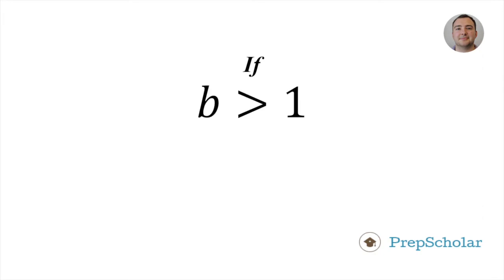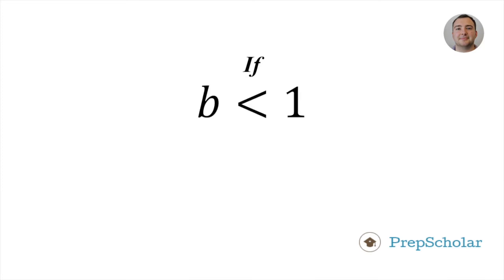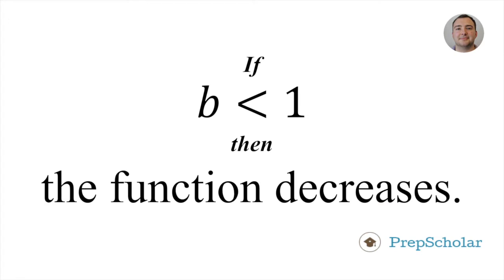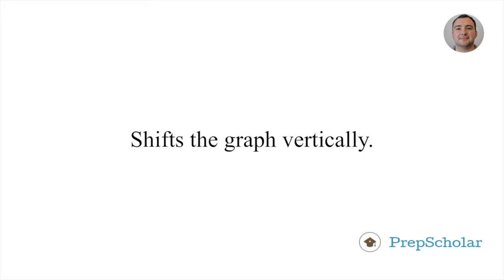The direction of this increase depends on the value of b. If b is greater than 1, then the function increases as we move to the right. However, if b is less than 1, the function will instead decrease as we move to the right. Finally, c represents the vertical shift of a function. As you might have guessed, vertical shift causes the graph to shift vertically.